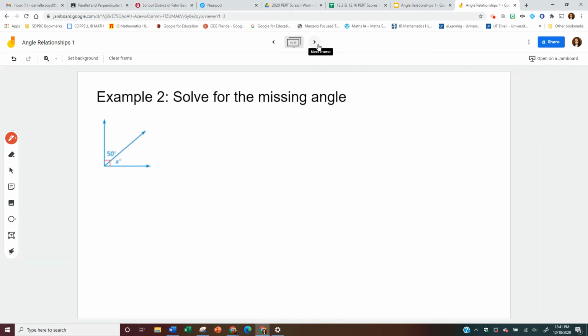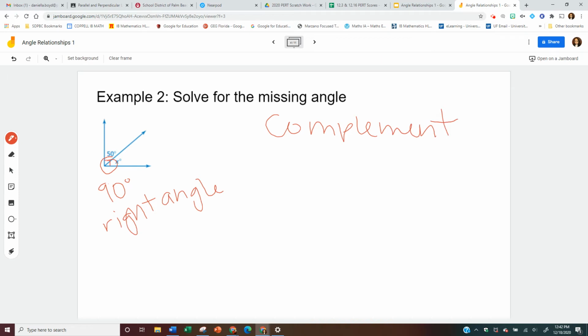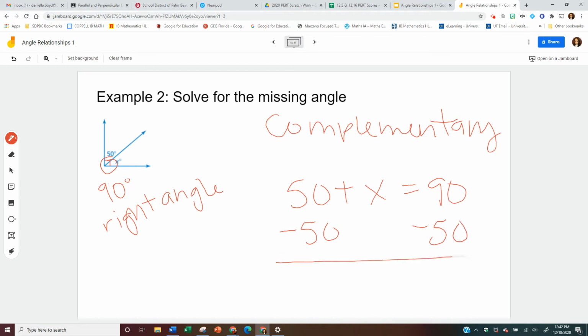Solving for the missing angle, the first thing that I notice is that symbol right there. That symbol means 90 degrees or a right angle. So this also tells me that these angles are complementary, and complementary angles add to 90 degrees. So 50 plus x is equal to 90 degrees. Using my algebra, I know that I subtract 50 on both sides, and I get that x is equal to 40 degrees. So that's what my missing angle is equal to.